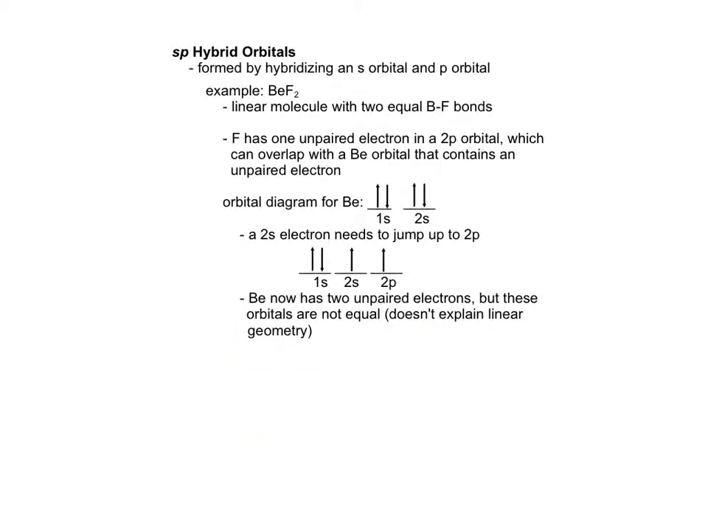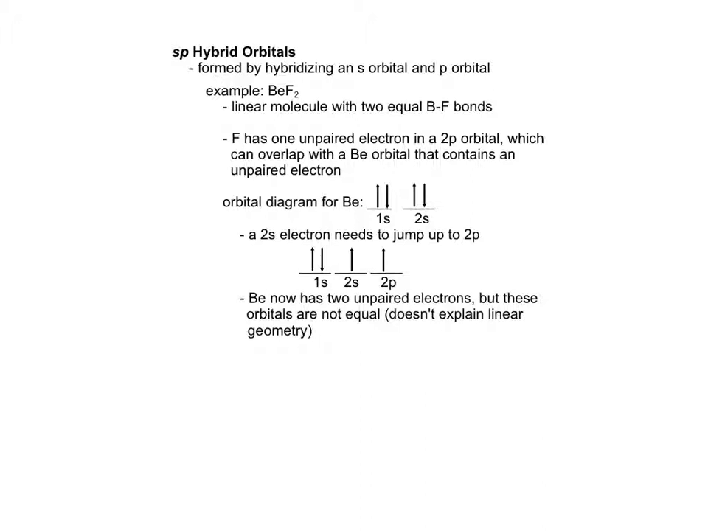So the first hybridization that we're going to look at is sp hybrid orbitals. This is formed when you hybridize an s orbital and a p orbital. For an example, we're going to look at beryllium difluoride. So this is a linear molecule with 2 equal beryllium fluoride bonds. Fluorine has 1 unpaired electron in the 2p orbital, which can overlap with any beryllium orbital that contains an unpaired electron. So, okay, sounds good. That's what we've been talking about all along.